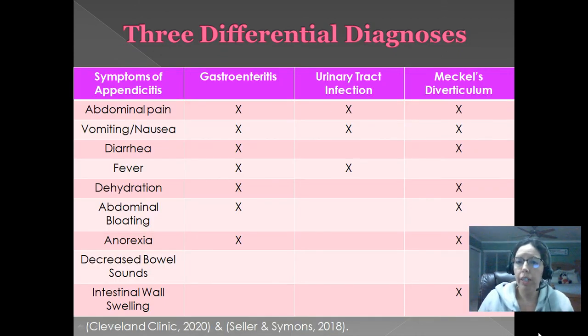The 3 differential diagnoses I chose for appendicitis are gastroenteritis, a urinary tract infection, and Meckel's diverticulum. As you can see, there are several symptoms that these 3 diagnoses share with appendicitis. And as you can also see, especially with the urinary tract infection, there are more pertinent negatives than with the other 2.